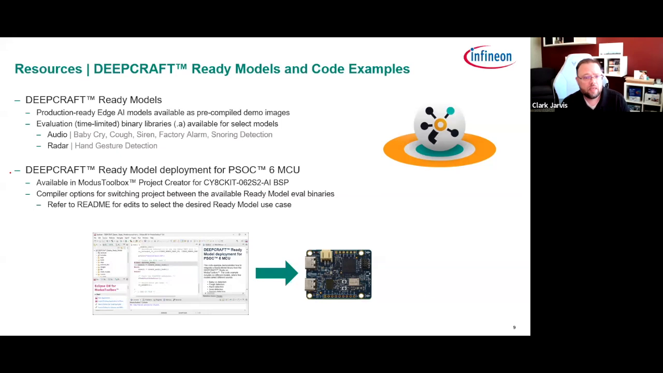Next bullet point is the DeepCraft ready model deployment for PSOC 6 MCU. So this is the code example. It's available inside of the Modus Toolbox project creator for this particular board. And it actually has some compiler options. I'll highlight those in the live demo here to be able to switch. So it's just one code example, and you're able to change the mode that it works based on which one of these evaluation binary libraries you want to compile into the project. So details about switching that is all available in the README for that project.